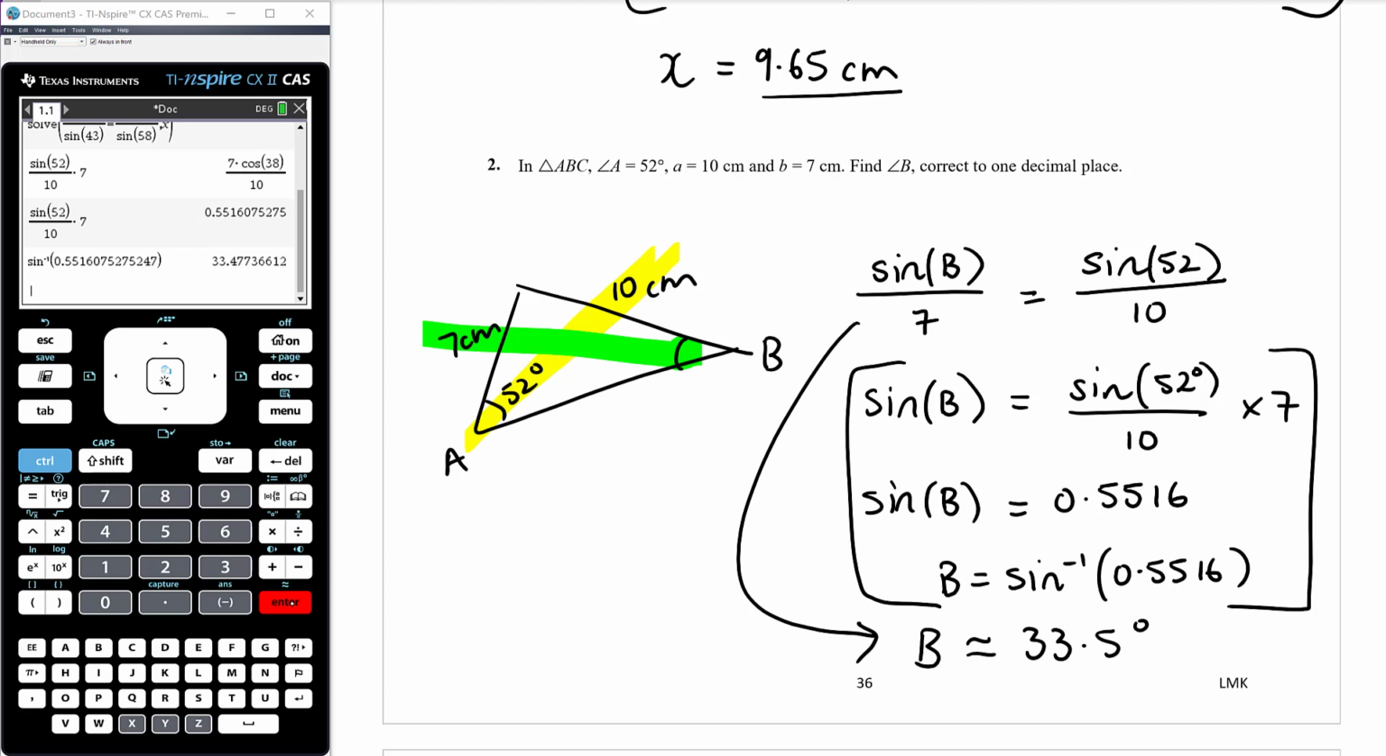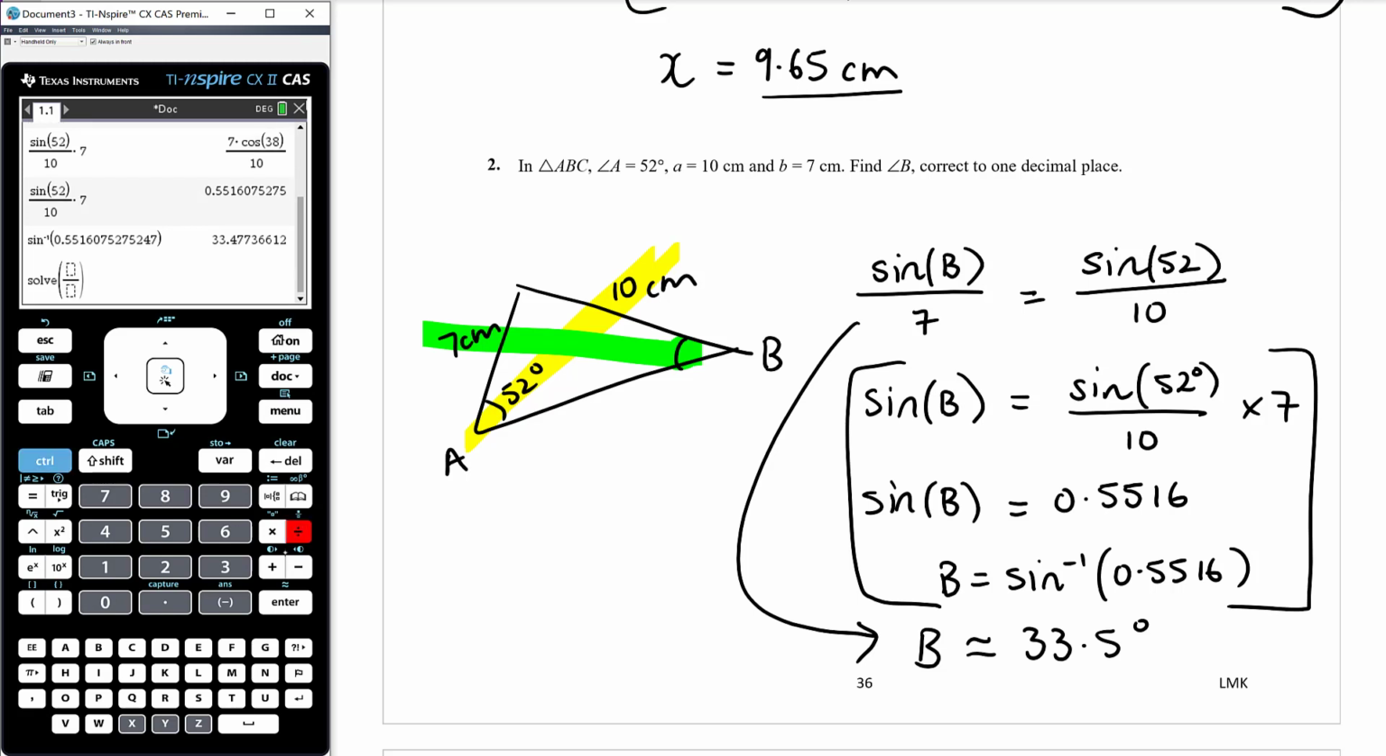So I'm going to put that in my CAS. Menu 3.1. Solving an equation, control divide. I'm going to need sine of B. Doesn't matter whether you use uppercase or lowercase, your CAS doesn't distinguish. Sine of B over 7 is equal to sine of 52 over 10. And we're going to need to solve that for B.